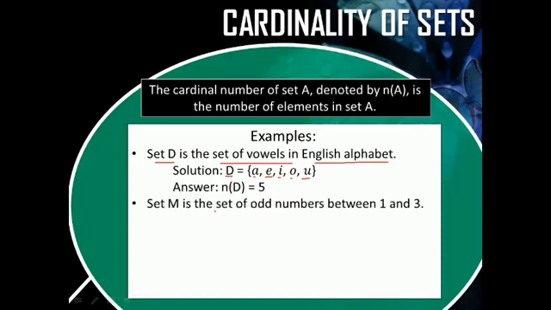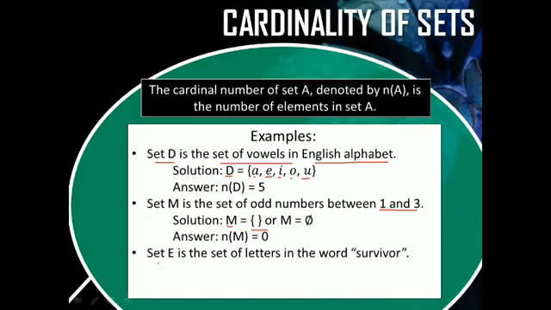Next, set M is the set of odd numbers between 1 and 3. So, what are the odd numbers between 1 and 3? So, our set M is an empty set or a null set. It is because there are no odd numbers between 1 and 3. A number between 1 and 3 is 2. It is not an odd number, it is an even number. That is why this is an empty set. So, the answer will be 0. That is the cardinality of set M.